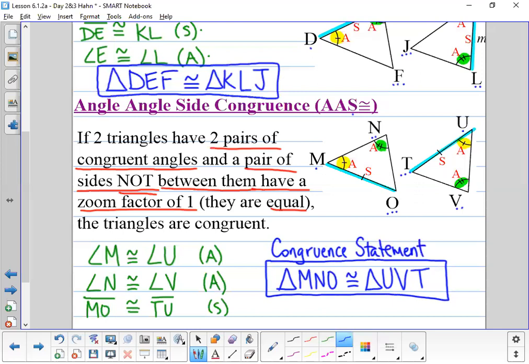Now we have 4 congruence conditions or congruent shortcuts. Side, angle, side; side, side, side; angle, side, angle; and angle, angle, side. Tomorrow we will learn a 5th one, and that's the final one for congruence shortcuts or congruence conditions.